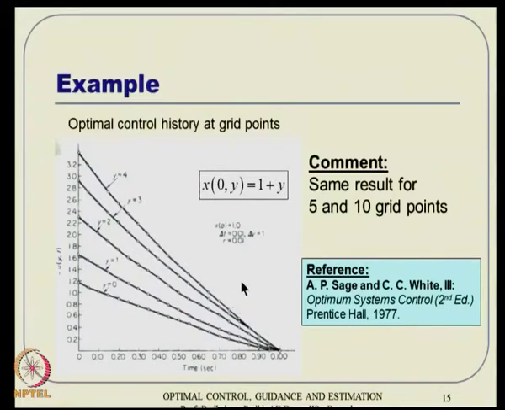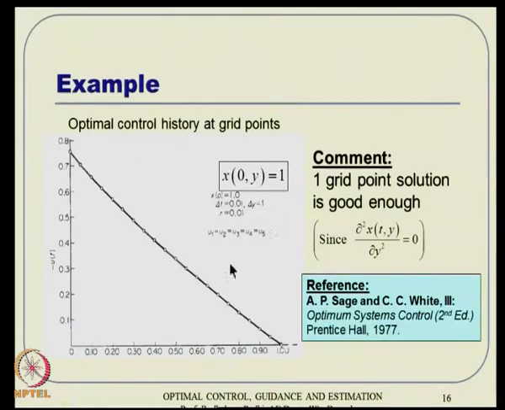Okay. And that happens because there is a linear profile here, for which the spatial derivative turns out to be 0. If you take del square x by del y square, then it is nothing but 0. So as long as you have a linear profile as initial condition, this kind of behavior is expected. In fact, if you have a constant initial condition, even one grid point will do the job. That's what it is actually.